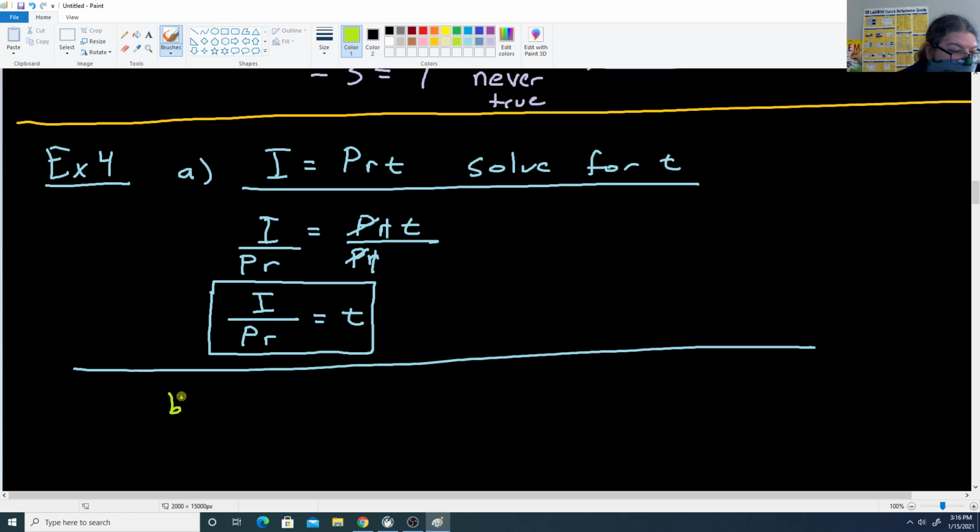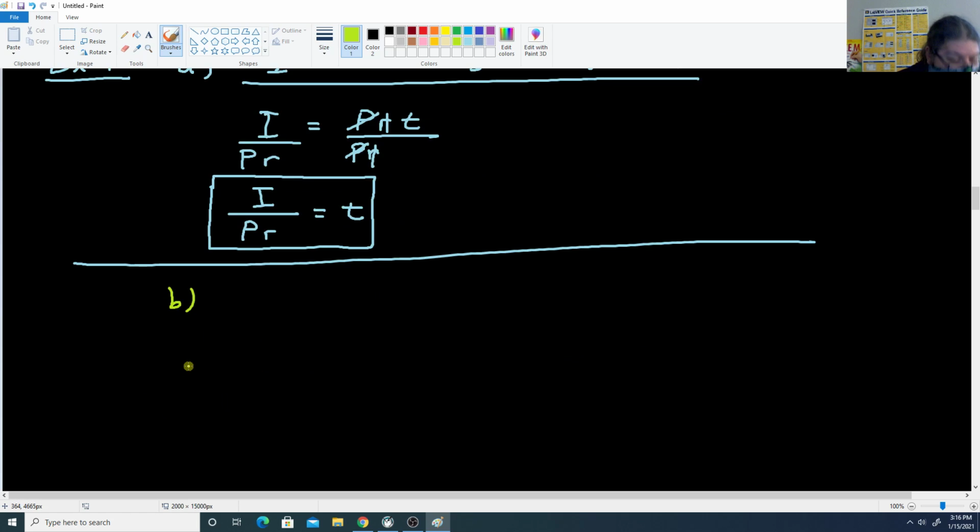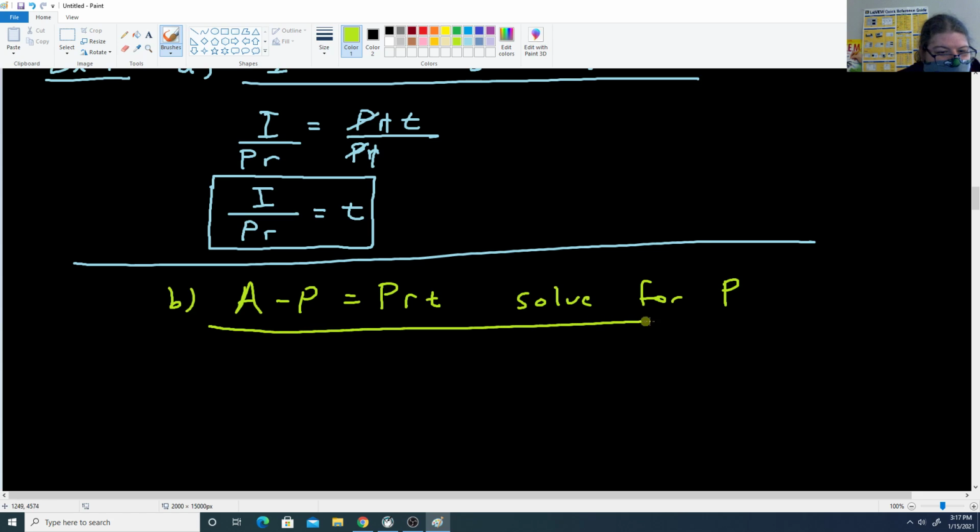Okay, so moving on to part B. Gives us a slightly different equation: A minus P equals PRT. We want to solve that for P. So the first thing I need to do here is get all the P values on the same side of the equation.